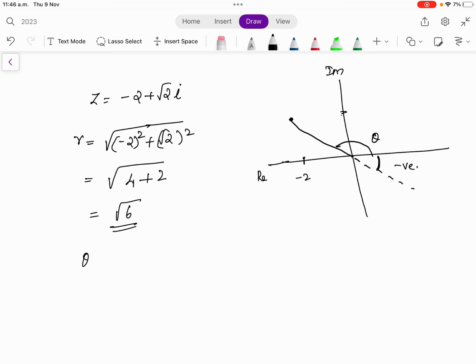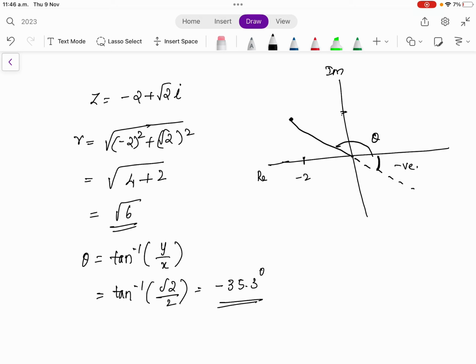And theta is equal to tan inverse y over x. So that is equal to tan inverse root 2 over 2, which you will get somewhere around minus 35.3. This is gotten from the calculator, so I've done it before. Now since this value is minus 35.3, the theta is the negative value. So for finding the actual theta, you need to subtract it from pi. When considered in degrees, pi is 180. So the answer is actually 180 minus 35.3.